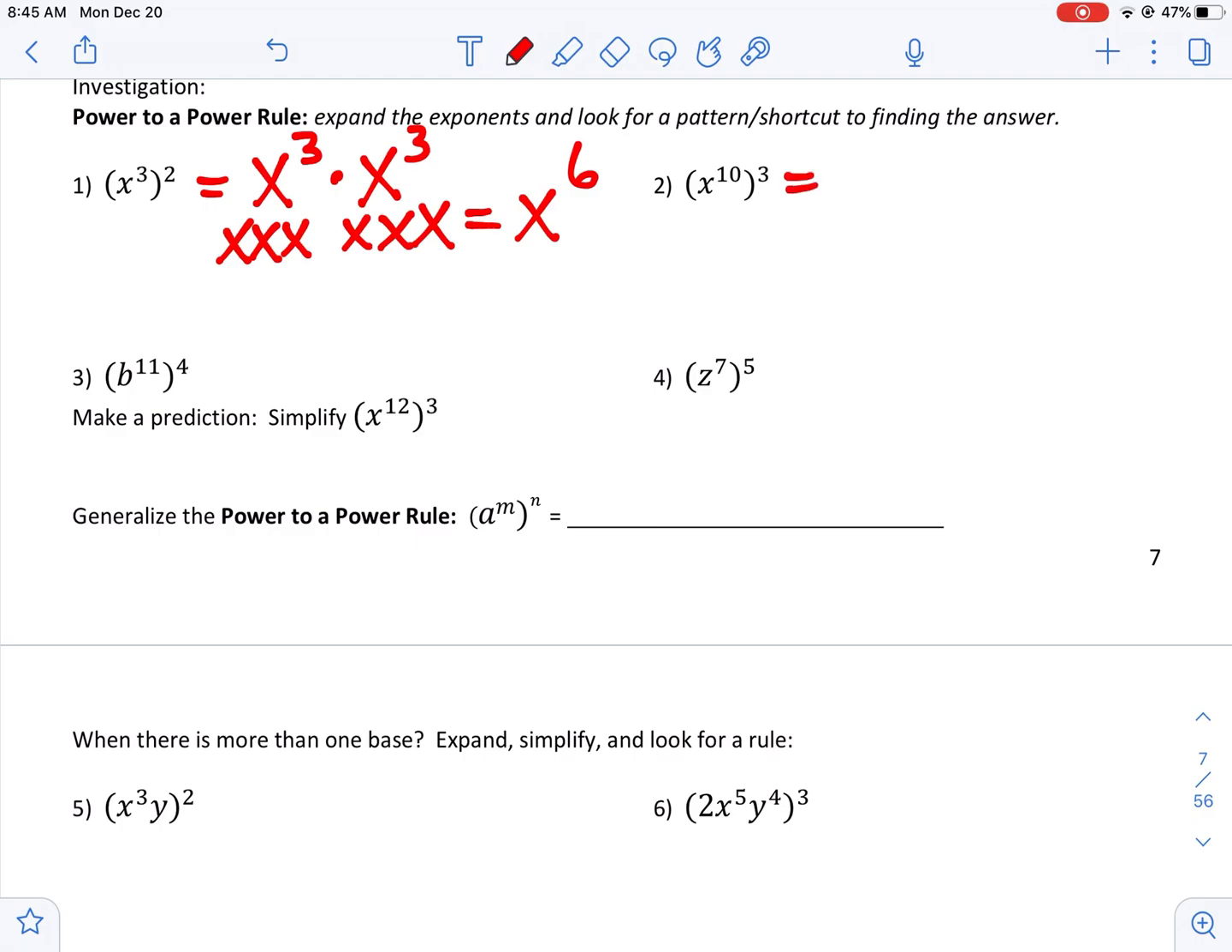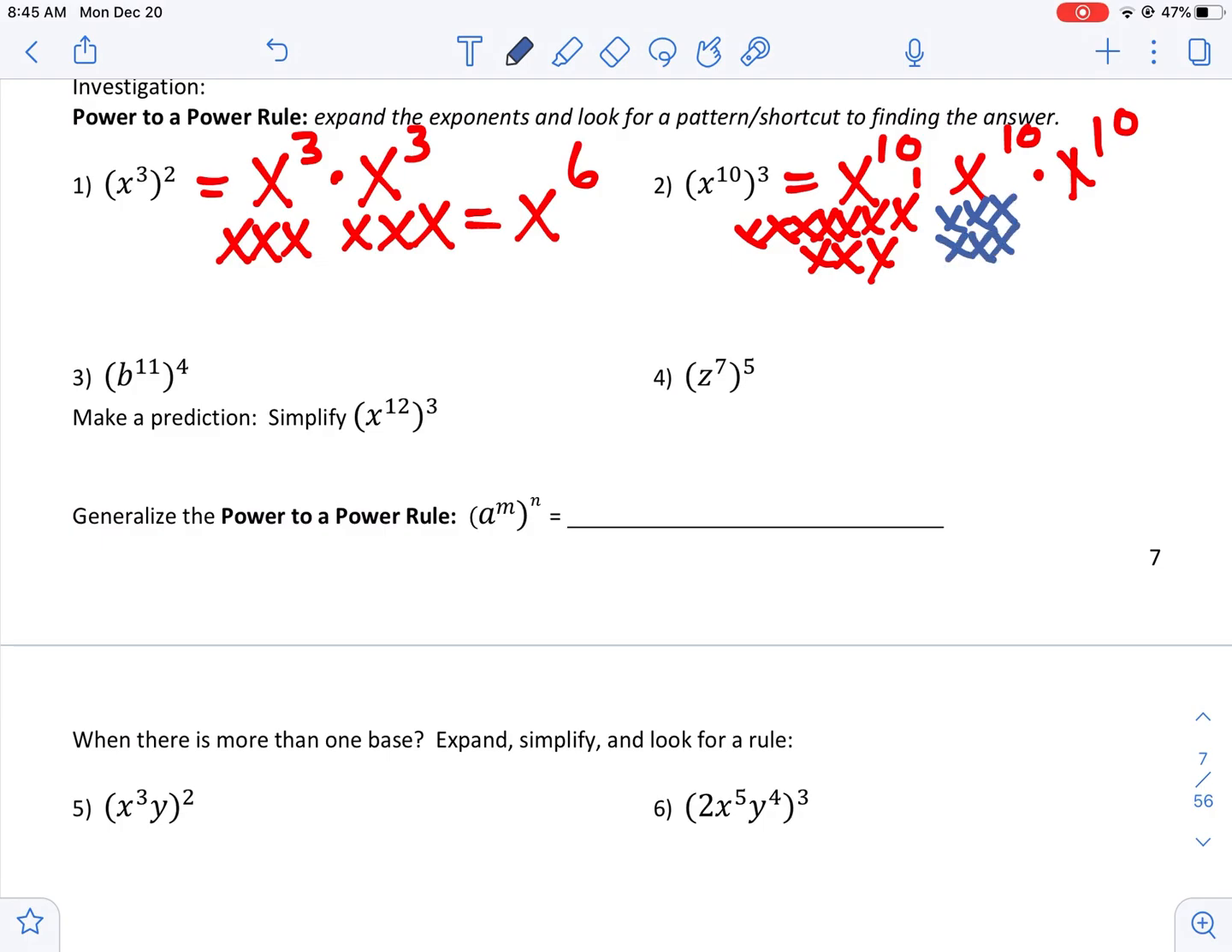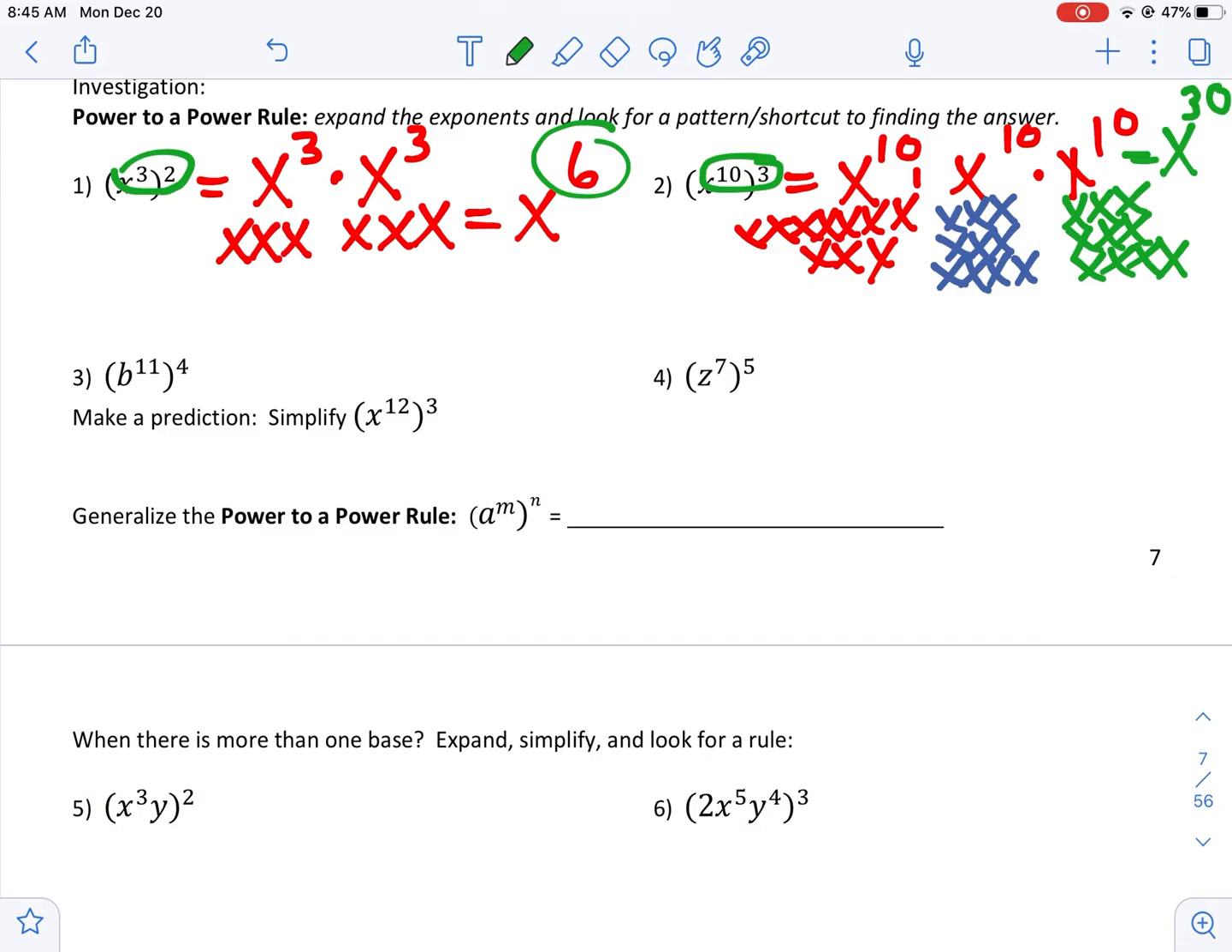So x to the 10th, 3 times: x to the 10th times x to the 10th times x to the 10th. So if I was to write this out, 10 x's. The second one, here's 10 more. And then the third one, here's 10 more. So how many do we have? We really have 30. So some of you might see this pattern here. Well, 3 times 2, that gives us 6. 10 times 3, that gives us 30.